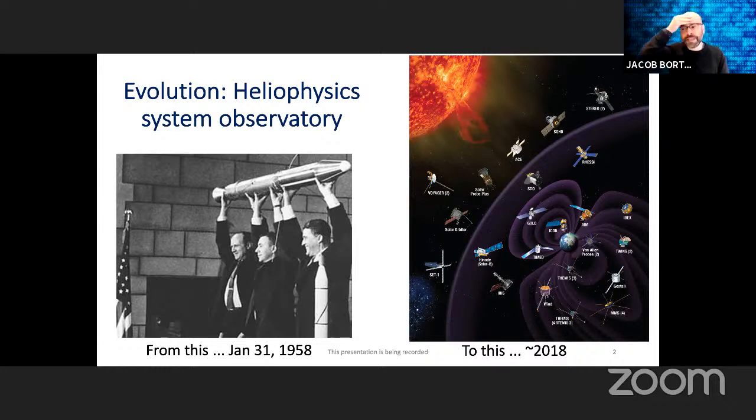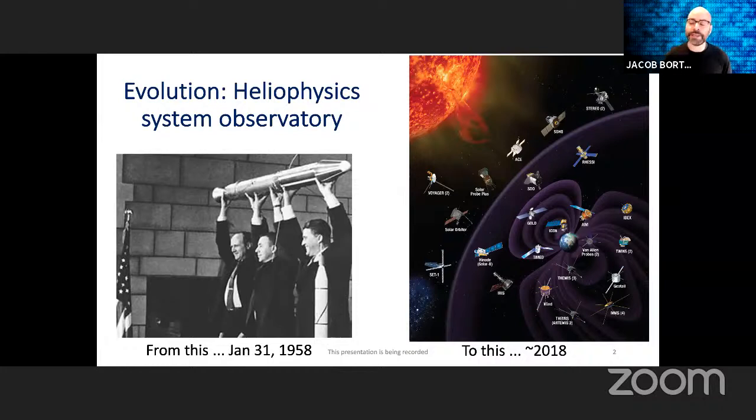But that was 1958. We had one spacecraft in orbit around the Earth. I think it lasted about 4 months, if memory serves. And of course, it led to the discovery of the Earth's radiation belts that I'm going to get to in just a few slides. Fast forward 60 years, and now we have the so-called heliophysics system observatory pictured here on the right-hand side. And you can see how the number of spacecraft has grown.